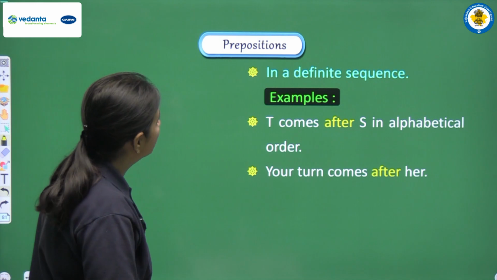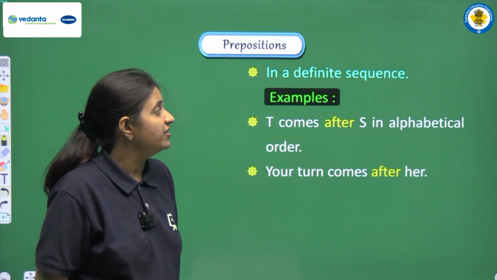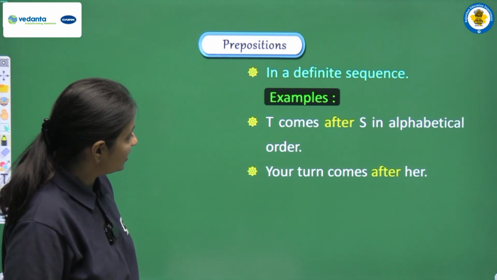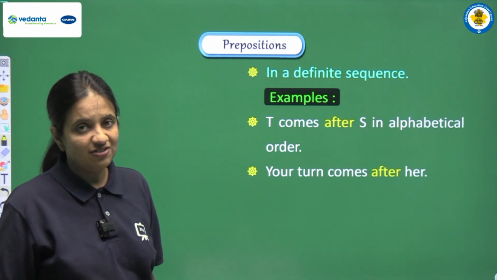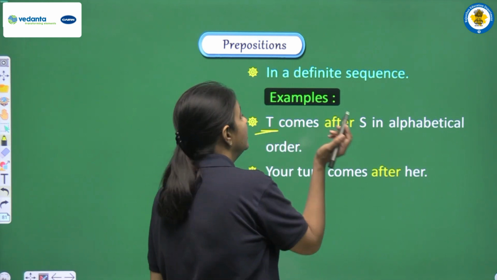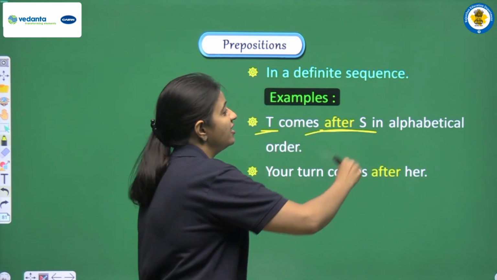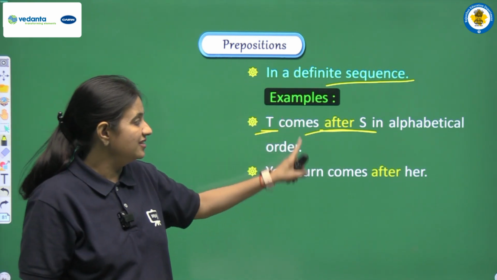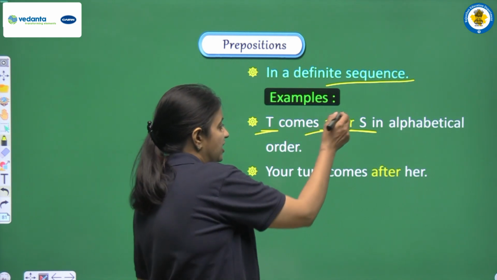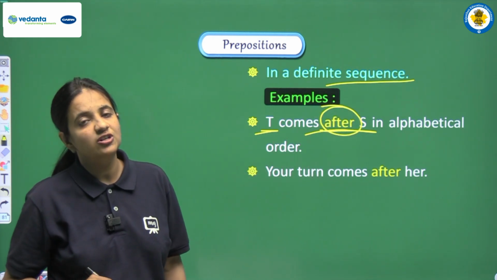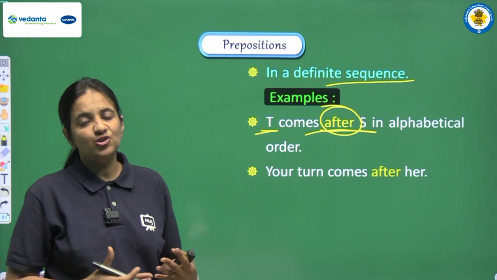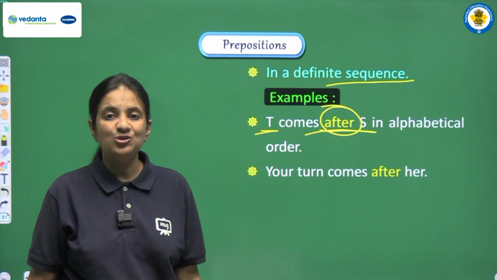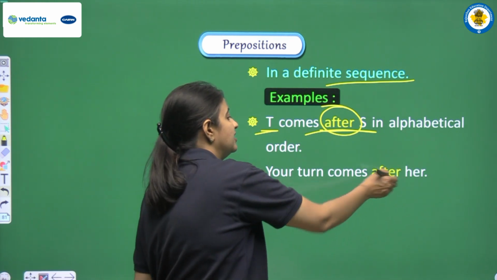Clear? Next use, it is used in a definite sequence. Let's see the examples. T comes after S in alphabetical order. Yes, we all know the English alphabet, and we know that the letter T comes after S. So we are trying to show the sequence, the order of something, and in this sentence we can use "after". Next is, your turn comes after hers. Again, we are trying to show the order, and we are having "after" in the sentence.